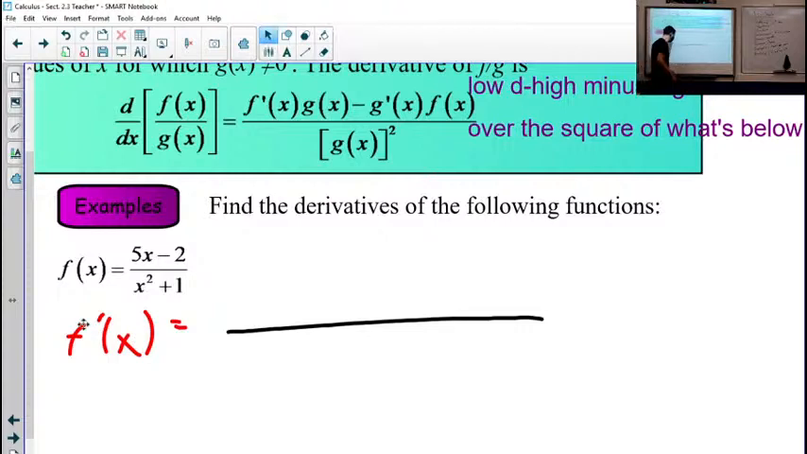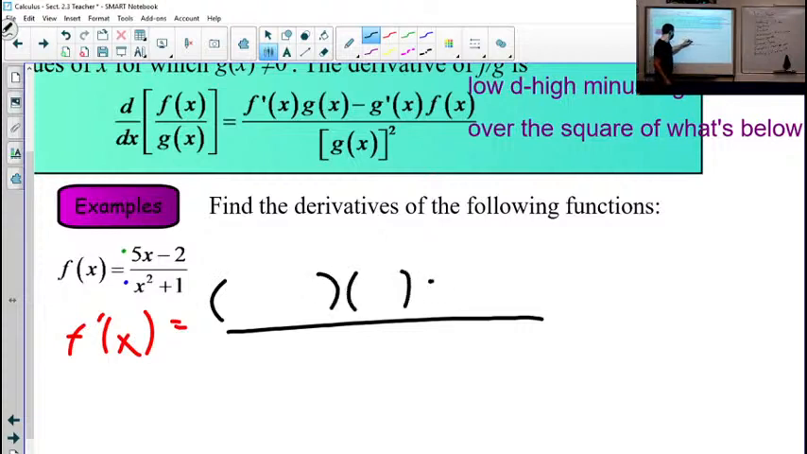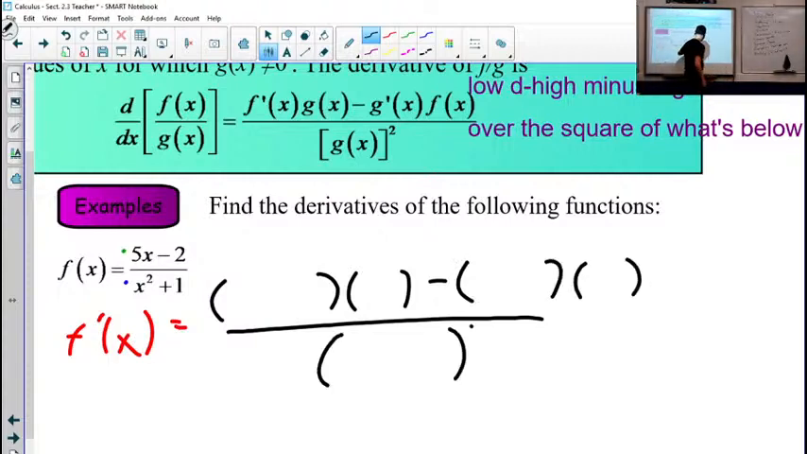Let's see. So we have the function on top, I'll put in green. The function on bottom, I'll put in blue. Low d high minus high d low over the square of what's below. All right. Low. So we're just going to write out the function on the bottom.